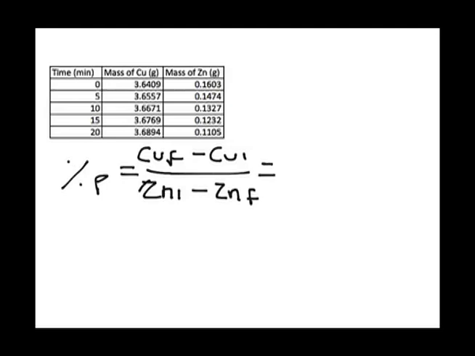If we substitute these values with the values in the table, we can get that the percentage of performance of the reaction was 97.3%. So if 97.3% of the mass lost by the zinc electrode was gained by the copper electrode, we can actually state that the cell we built was a very efficient one.